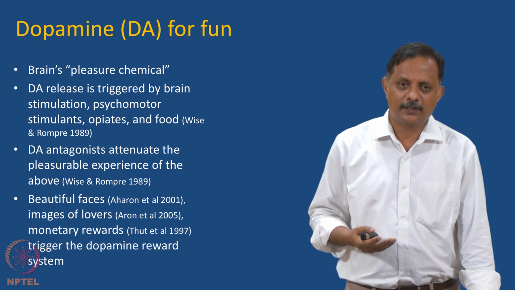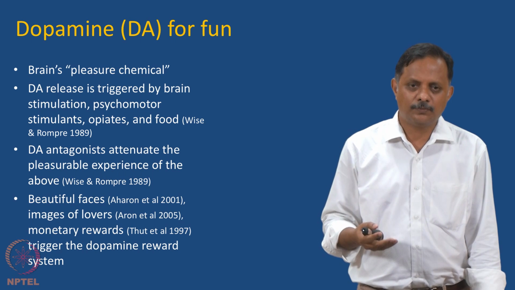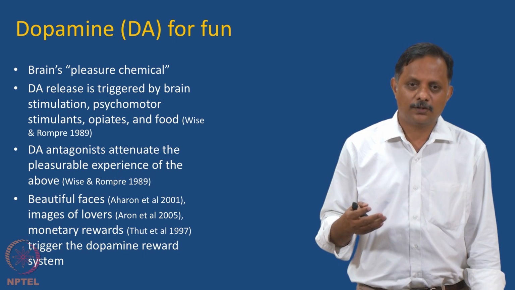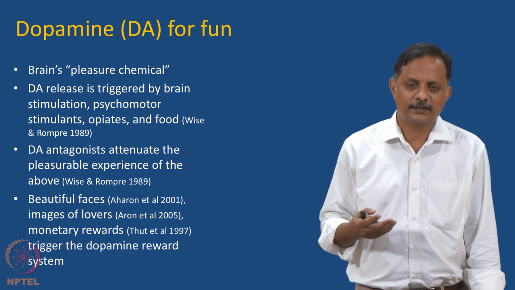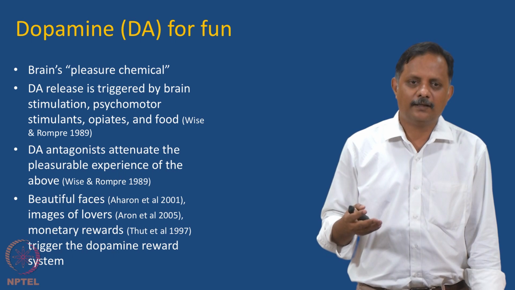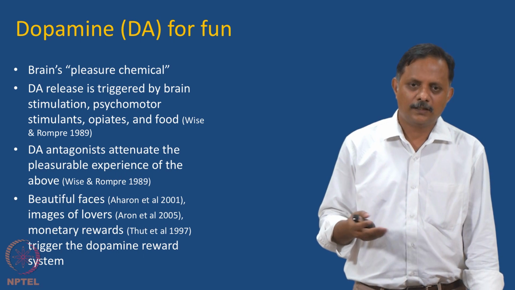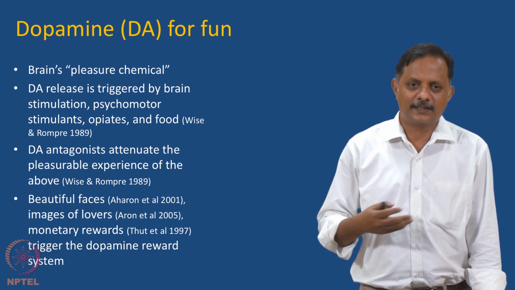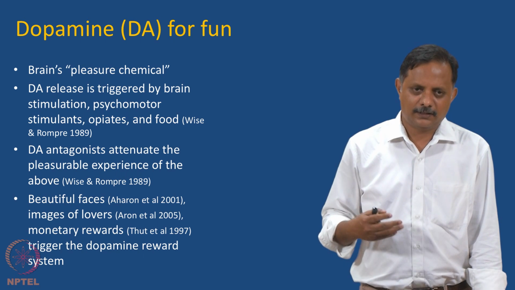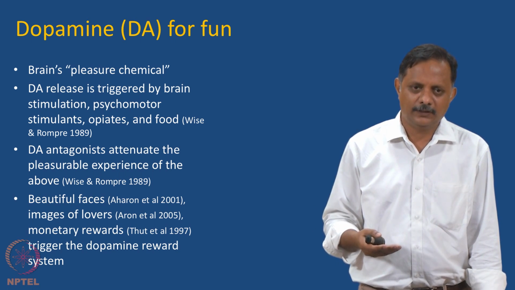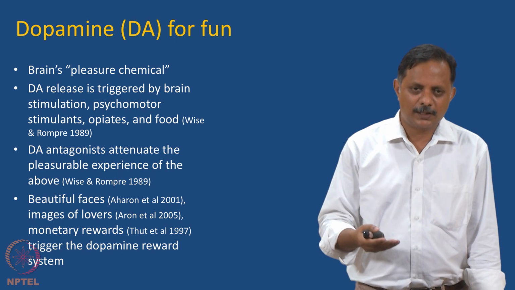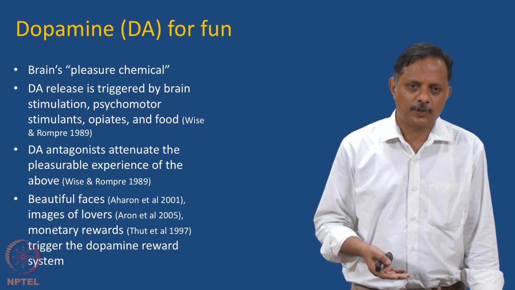And dopamine is called a pleasure chemical in the brain because release of dopamine by these dopamine clusters occurs under conditions of brain stimulation or psychomotor stimulants, like when you take stimulants or opiates, and even food can activate dopamine release. So addictive drugs can cause dopamine release, and that's why these drugs create a sense of pleasure. And dopamine antagonists, that is substances which counteract the effect of dopamine, attenuate the pleasurable experience of the above. So that shows that basically dopamine produces pleasure, and the dopamine antagonists attenuate that pleasure.